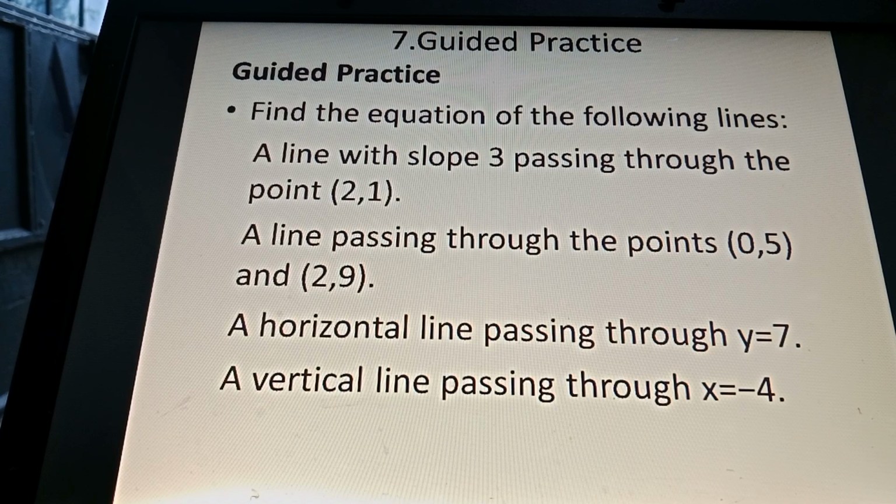Guided practice. Find the equation of the following lines. A line with the slope 3 passing through the point (2, 1). A line passing through the points (0, 5) and (2, 9). A horizontal line passing through y equals 7. And a vertical line passing through x equals negative 4.